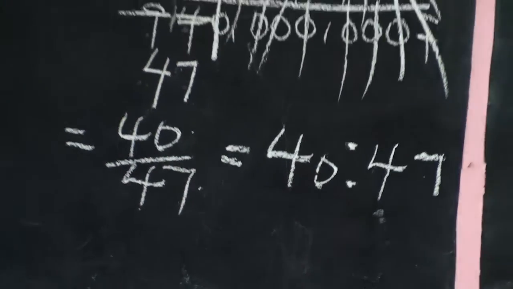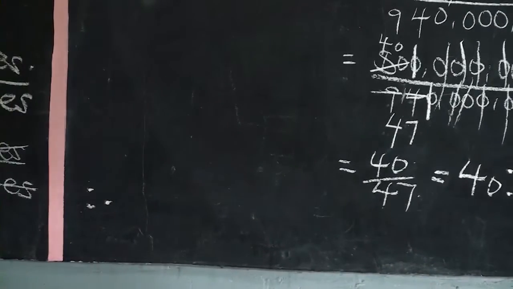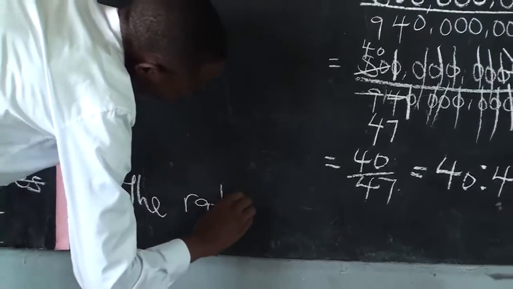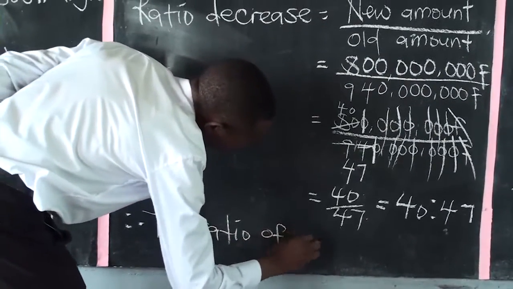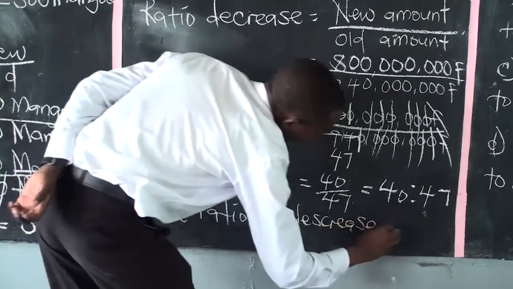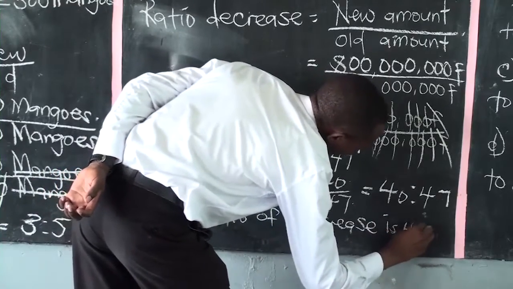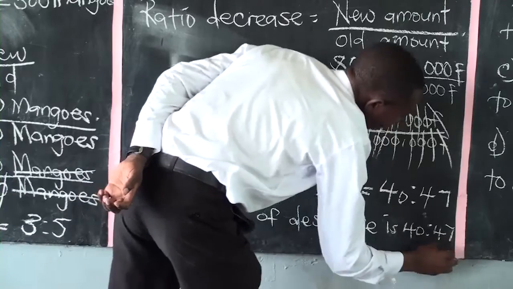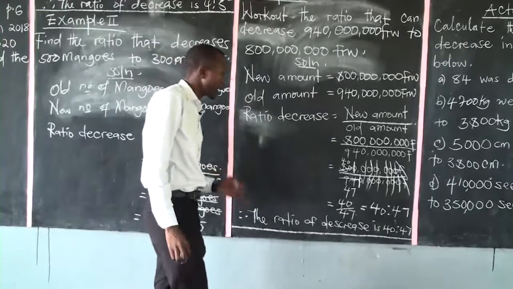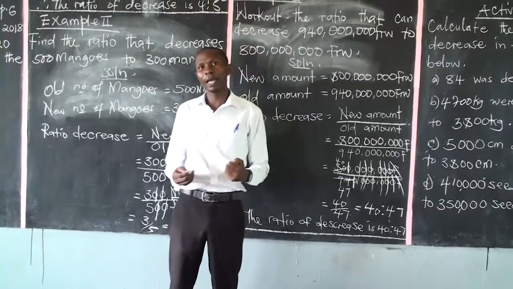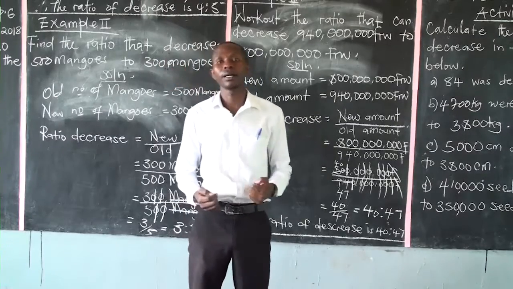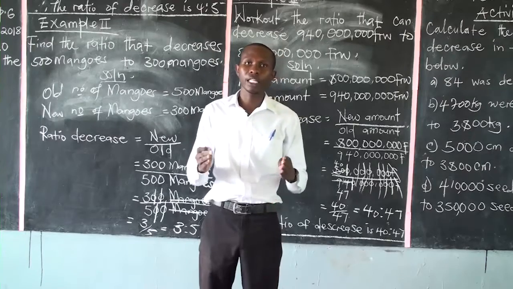Then I will come with the last line and say, therefore, the ratio of degrees is 40 to 47. Then from there you get your ruler and underline. Use a ruler, don't use a free hand. Somebody outside there is saying, no, let me use a free hand because Teacher Fred was also using a free hand. No, please use a ruler. Use a ruler to underline your work such that your work will look neat.